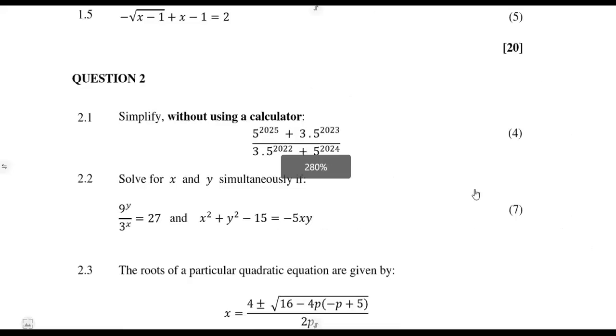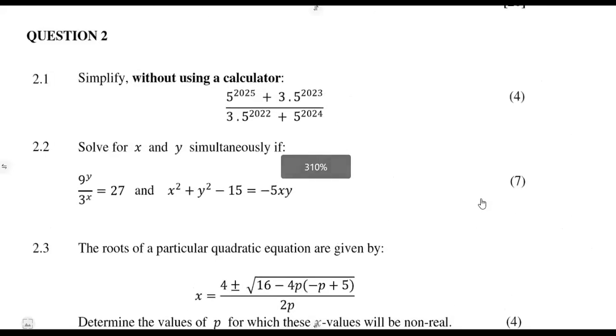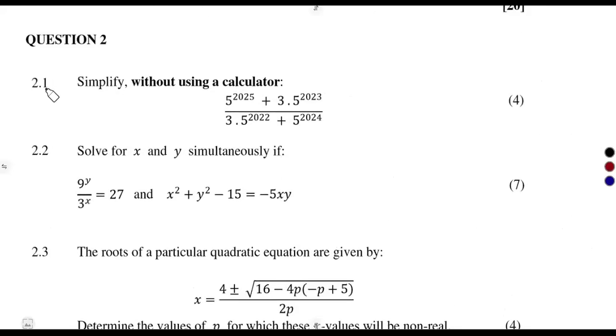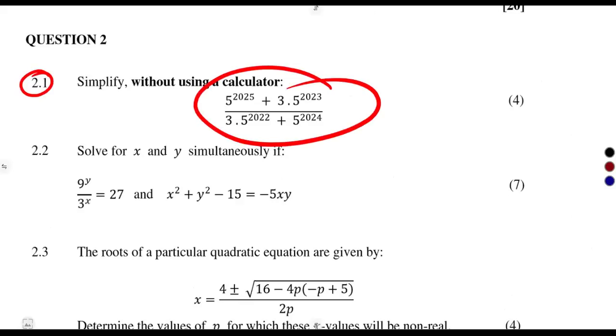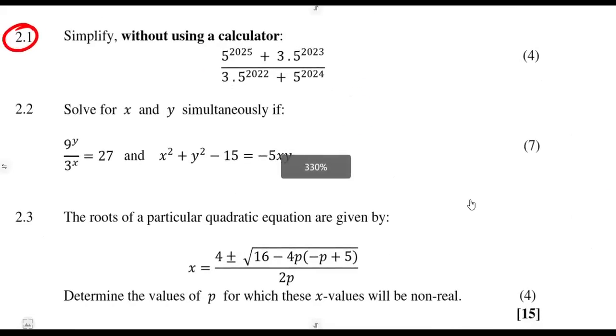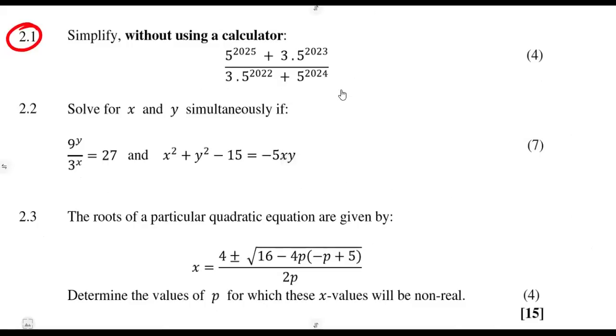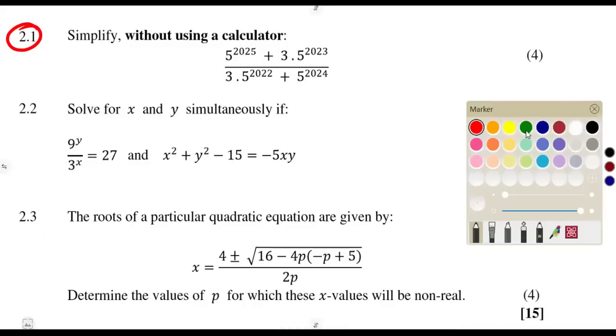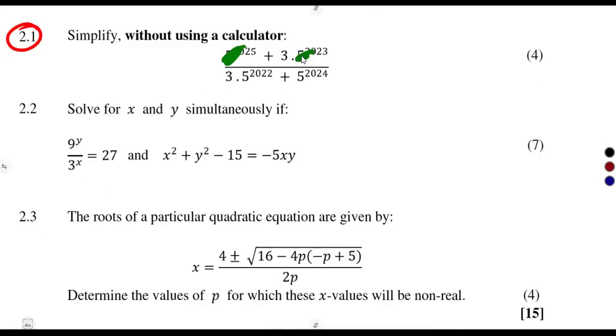Question 2, which was simplify the following without using a calculator. 2.1, without using a calculator. This is our part. So there, guys, it is just a matter of factorization. But in your factorization, you must consider the highest common factor. As you can see, there's something about this 5 to the exponent, 5 to the exponent, 5 to the exponent. So what is our highest common factor?